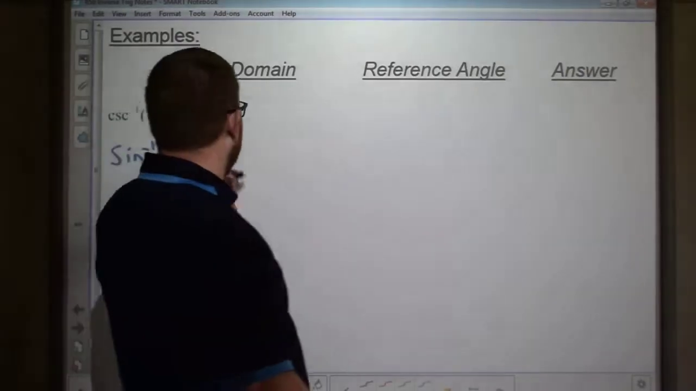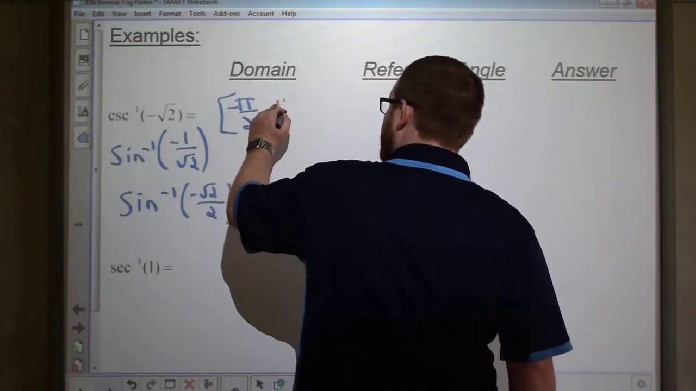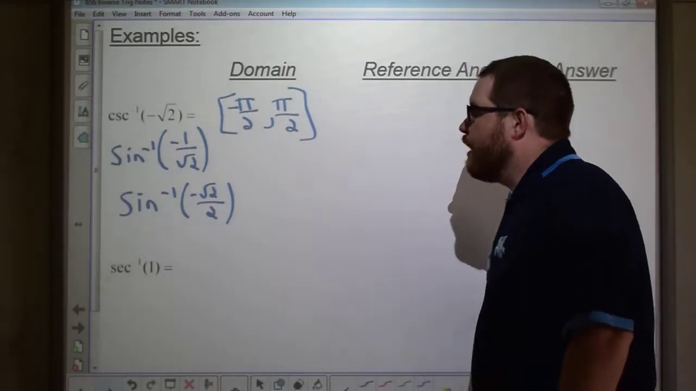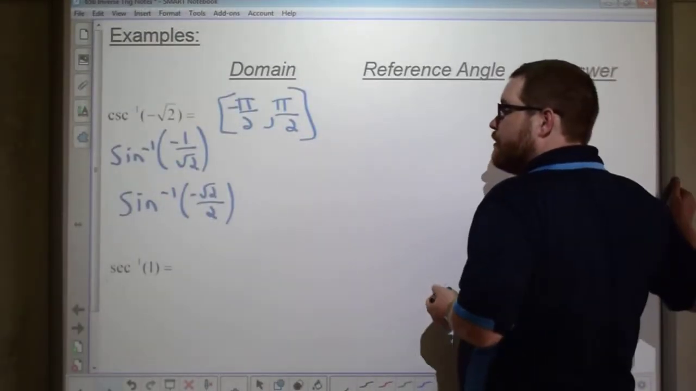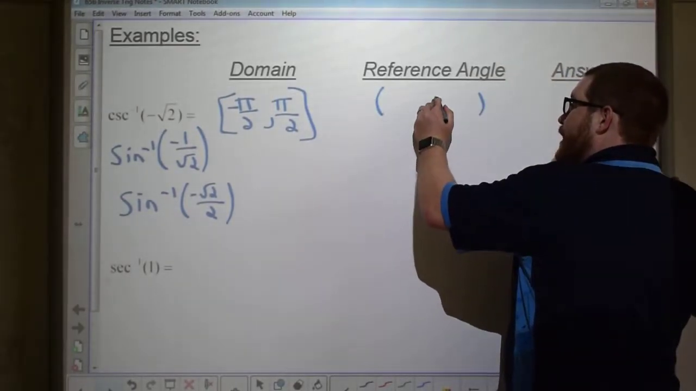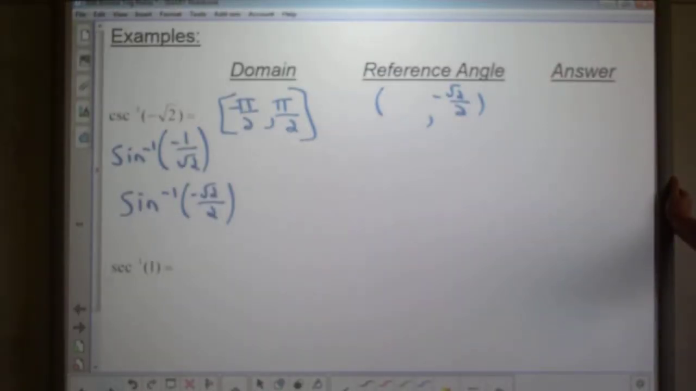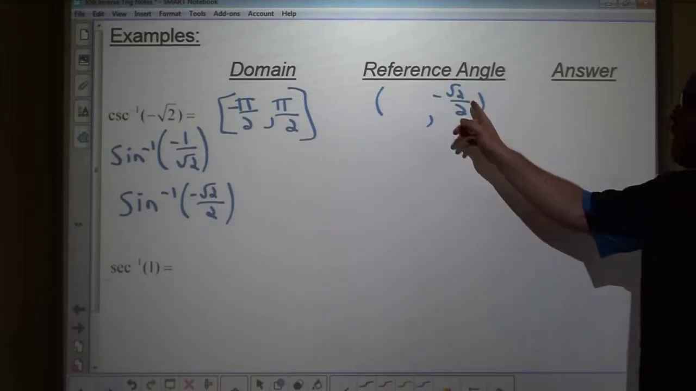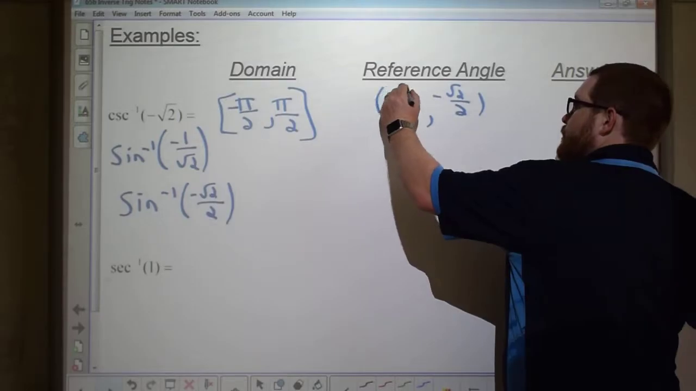What's my domain? I have to be between negative pi over 2 and pi over 2, because that's where sine is. Reference angle. Okay? So, negative square root of 2 over 2 as the y value. So what x value between negative pi over 2 and positive pi over 2 matches this? Well, there's only one of them. Positive square root of 2 over 2.